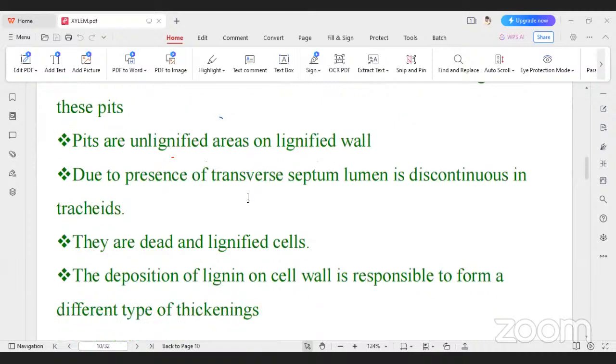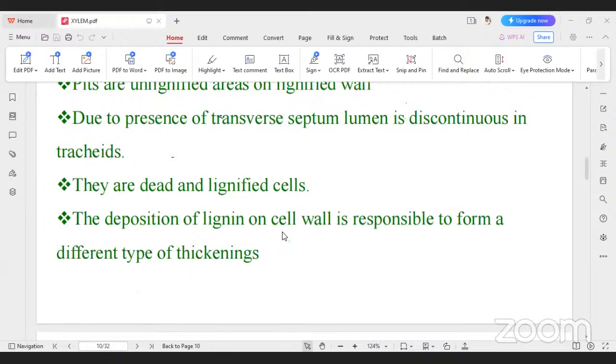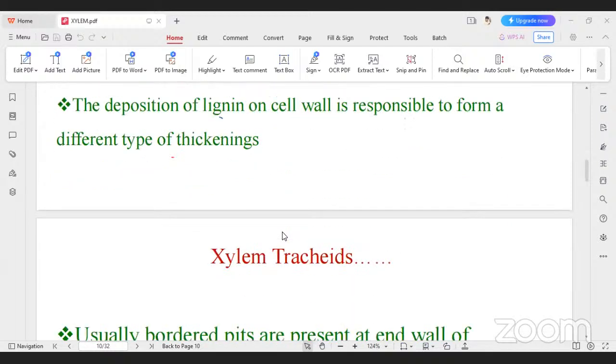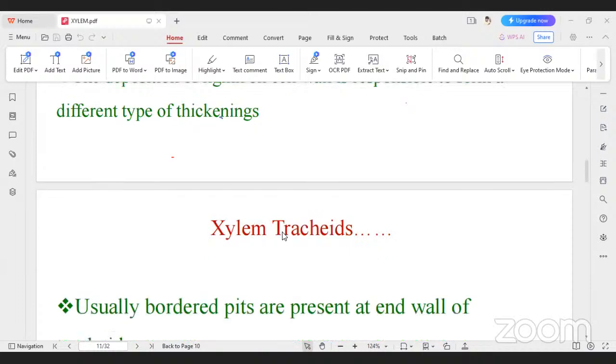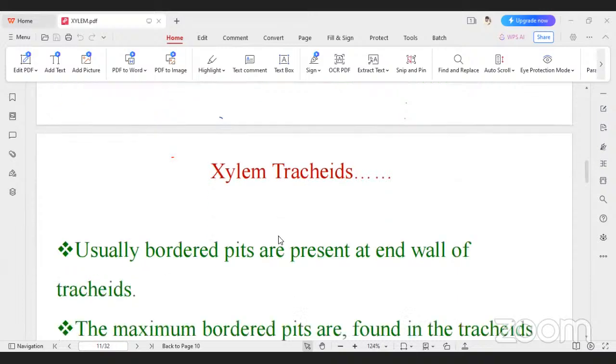The pits are unlignified areas on lignified walls. Due to the transverse septum, the lumen is discontinuous in tracheids, but continuous in vessels. In tracheids, cross septa always form between one tracheid and another. They are dead and lignified, with deposition of lignin, and also have different types of thickening, also given in our material: scalariform, ladder, simple, whatever it may be, the different types of thickenings are there.